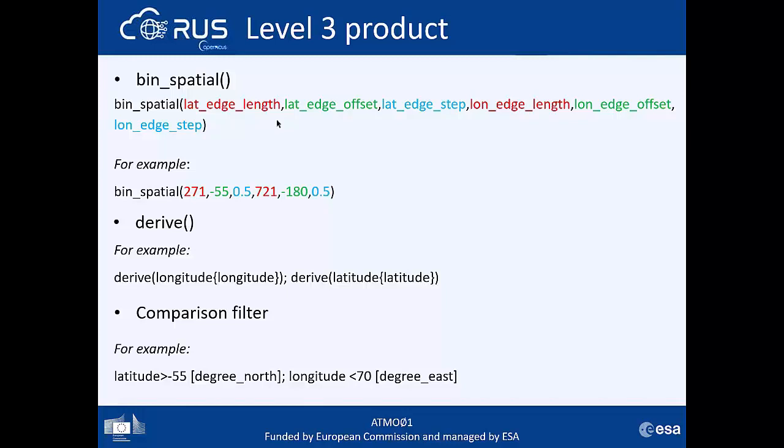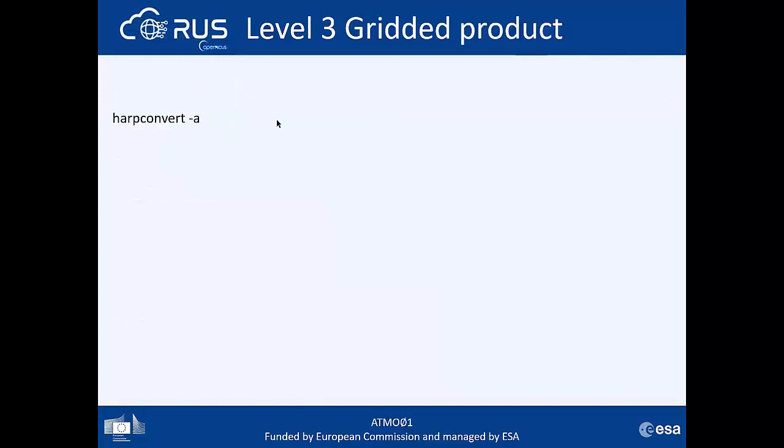The command line tool allows you to define a list of operations. In our case, the list of operations is bin spatial, derived, and the comparison, to apply to each product using the A parameter. Let me show you what I'm talking about. The command line tool is called harpconvert. That's how we call it at the beginning. And then we have to set the A parameter. The A parameter specifies that after that we will set a list of operations to be applied to the product.